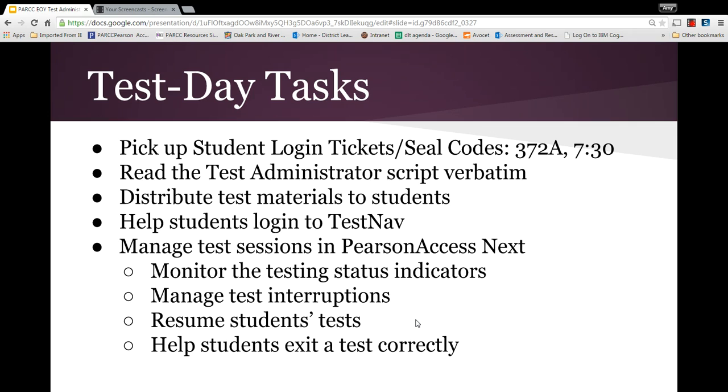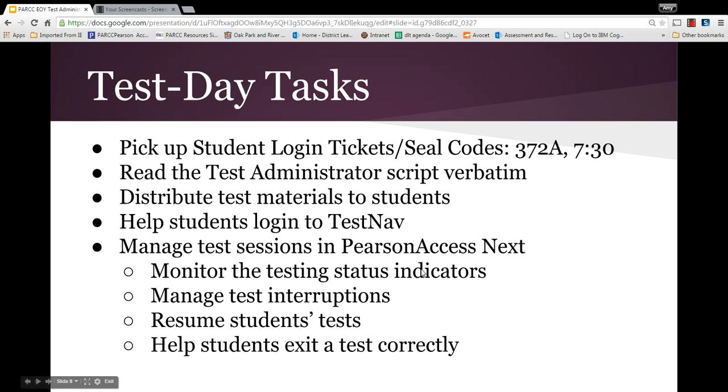Then on the day of the test, you'll pick up materials outside of my office, which is 372A. Please come sometime around 7:30, no later than 7:45 to pick up the materials. You'll go through the script and read it verbatim. And here's where it's worth pointing out that many of the test administration tasks for PARCC are very similar to tasks that you've done for other standardized tests. So there are materials to hand out. There is a script that you read verbatim. There is timekeeping according to the time limits that are established for each test. And again, a lot of this will be familiar to you.